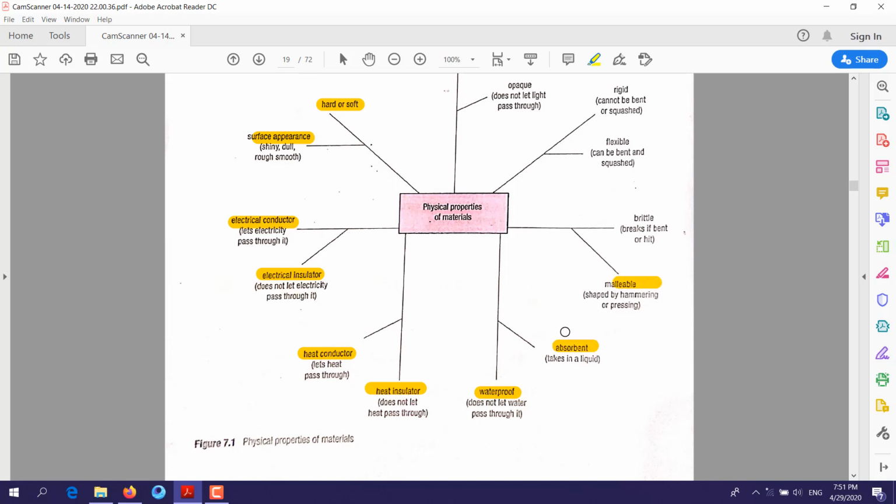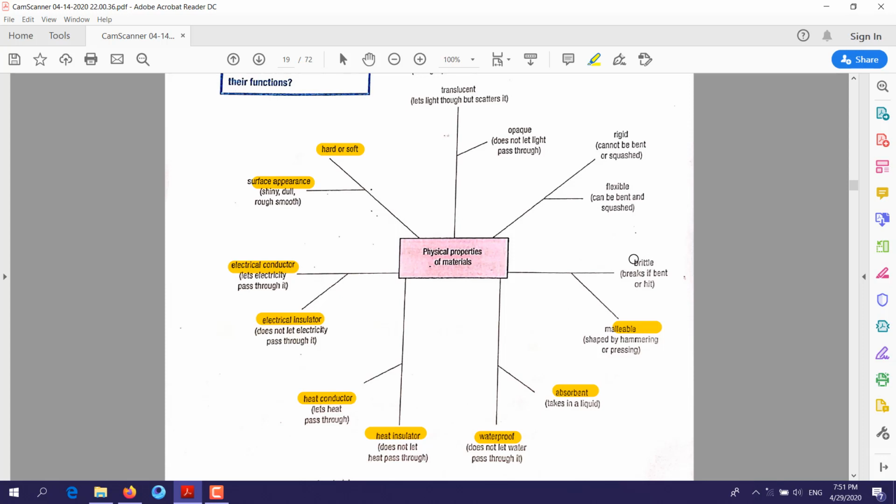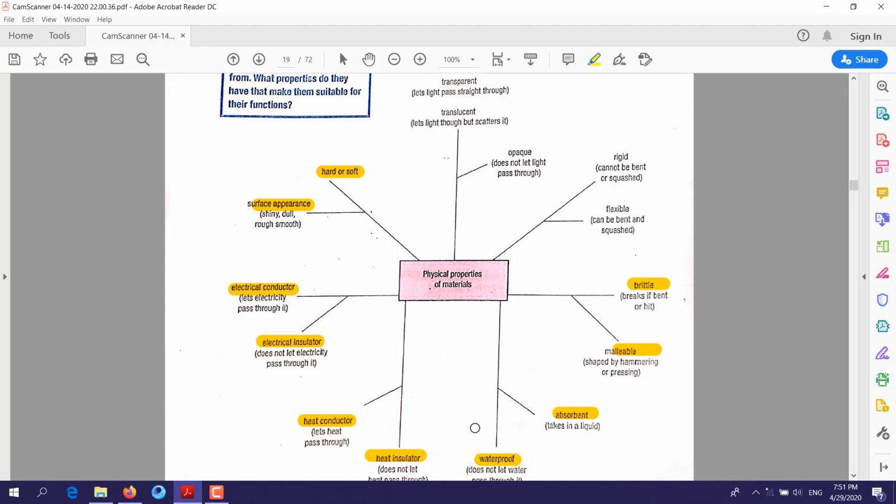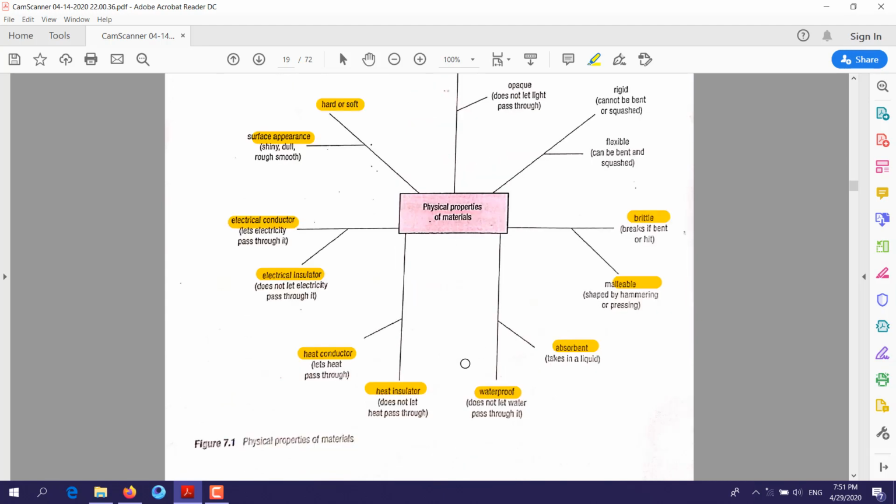Malleable: can we shape it when we hammer it? Is it brittle? It means it breaks if bent. When you try to bend it, will it break or not? All of these are examples of physical properties. We can use them to classify the materials physically.